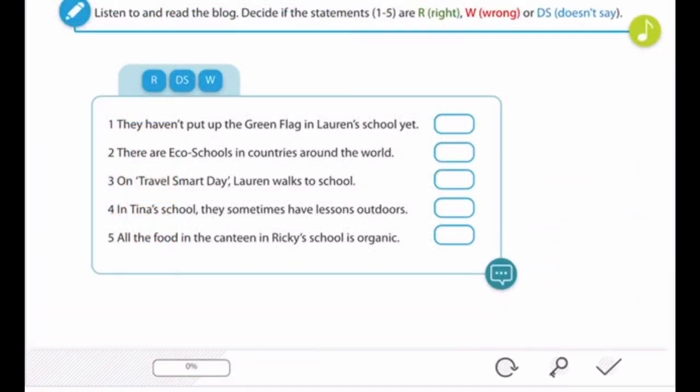Read the statements and mark them according to what you have just read. R for right, W for wrong and DS for doesn't say.